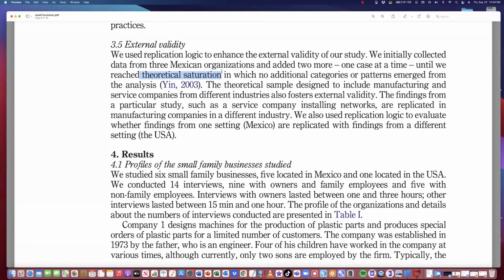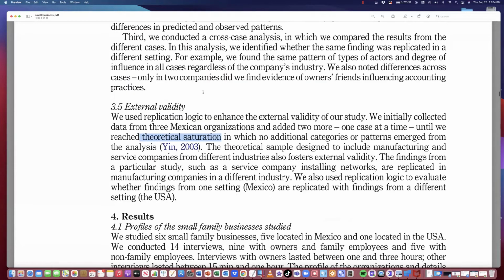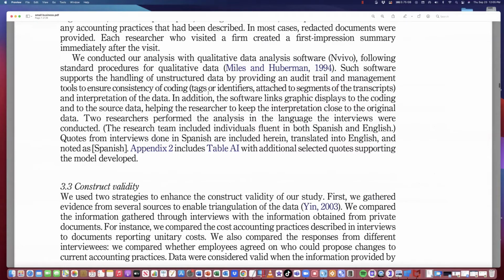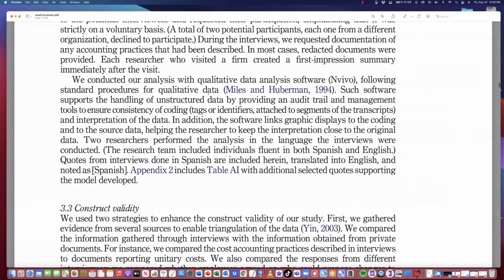Okay. The findings for the particular state can serve as a small company installing. The findings we mentioned about the replication logic evaluate whether findings from one setting, in Mexico, are replicated in another setting, the USA. So please, if you look at the paper, they talked about external validity, how they achieved it, internal validity, how they achieved it, construct validity, how they achieved it, and the last one, reliability, how they achieved it. So this is an actual good one.